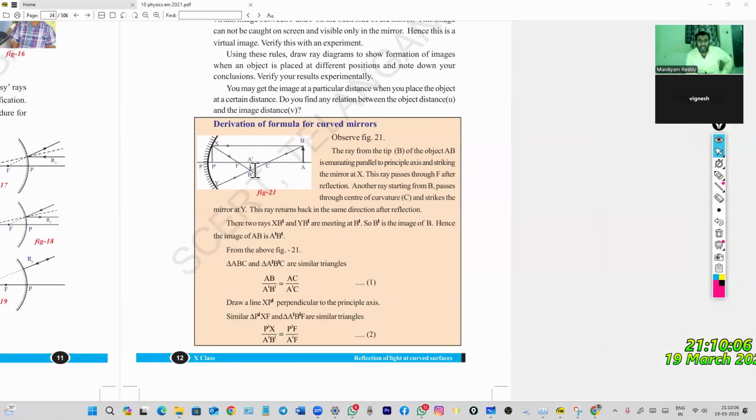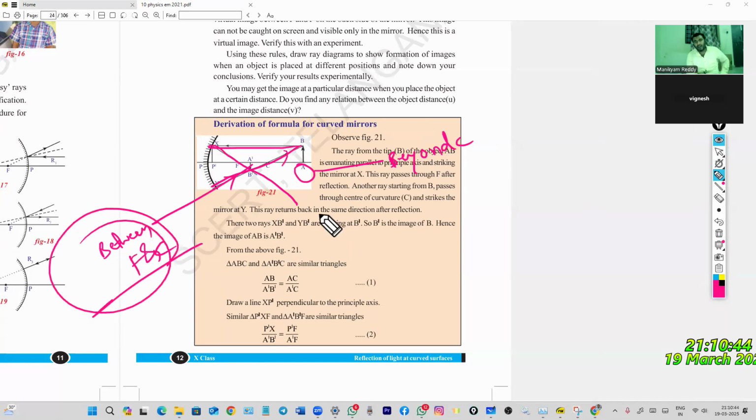Okay, this is the object kept at B and C. Two rays are released here. One is passing through the focal point. One more ray also released. It is passing through the center of curvature and reflecting back. Image is formed where? Object kept between B and C, image formed between F and C. Now from here, image formed between F and C.